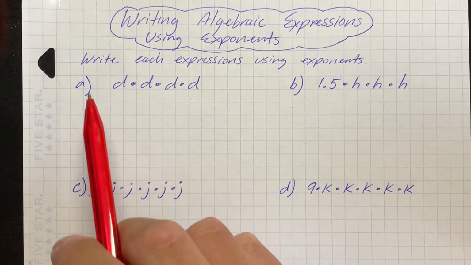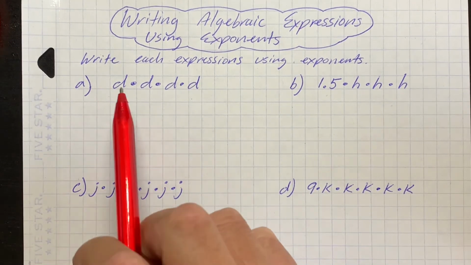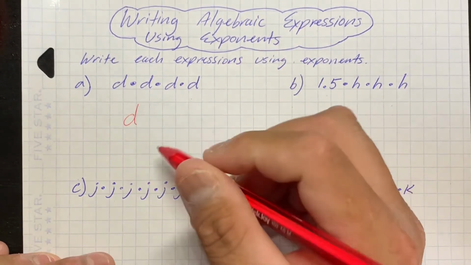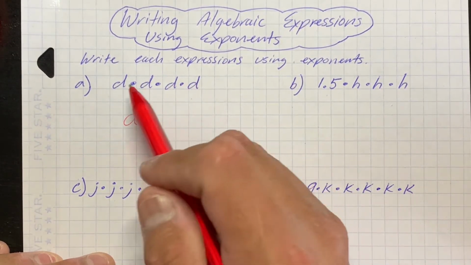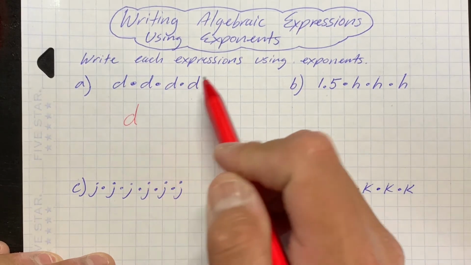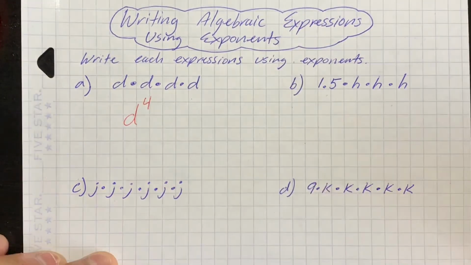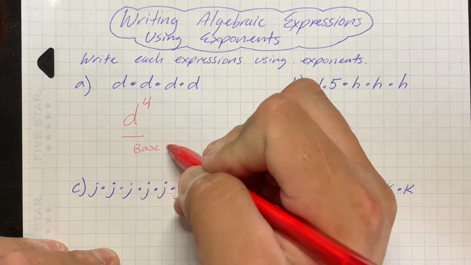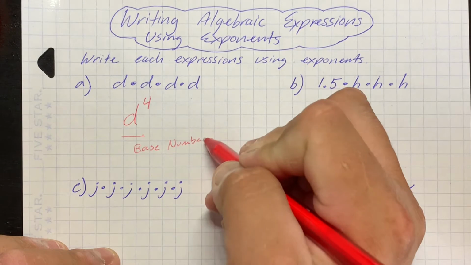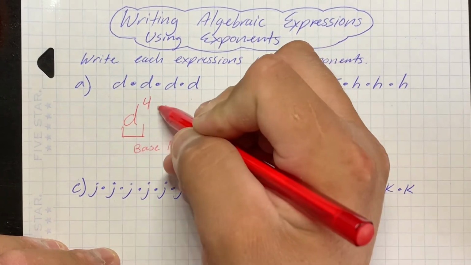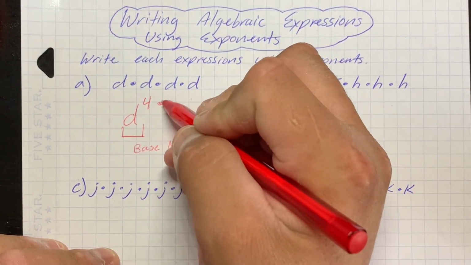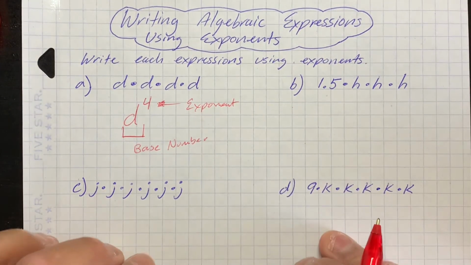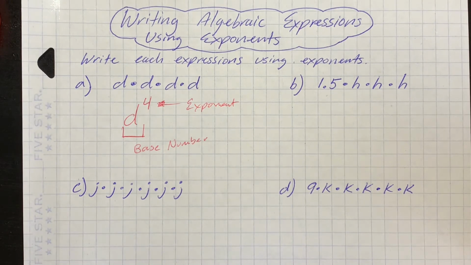What alphabet do you see for A? Well, you see the letter d. How many do you see? Let's count. 1, 2, 3, 4. So that would be d to the fourth power. Again, here's your base number, and then your exponent. All right, it's pretty simple. Then you just do the rest like that.